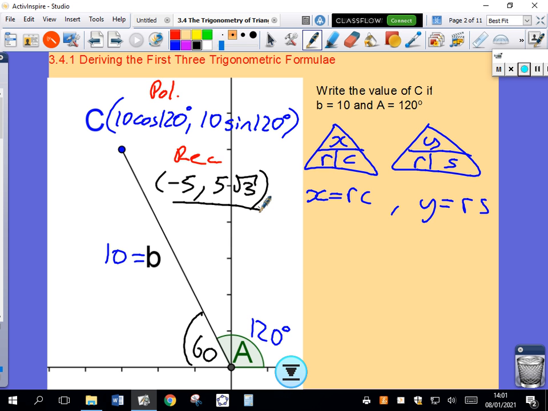This is called rectangular form. This is called polar form. They are both saying the same thing. They're two different ways of writing the value of the same point.